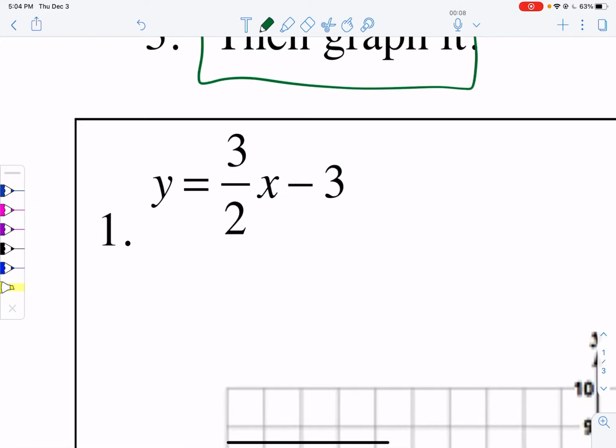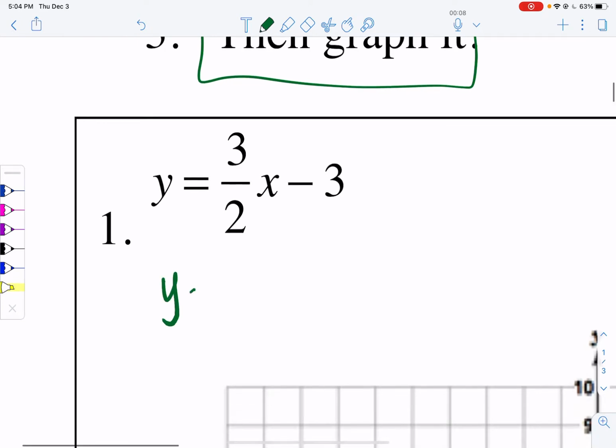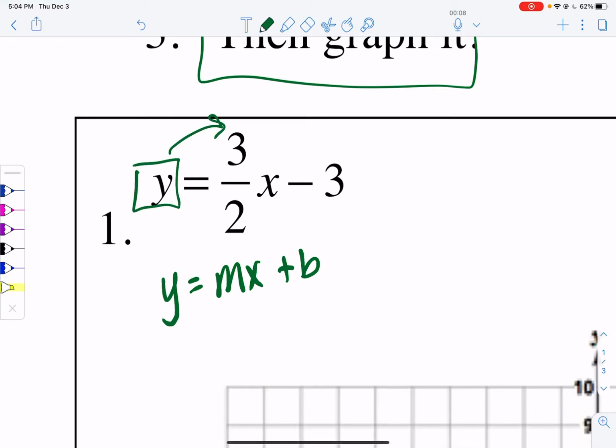So the first thing we want to do is see if our equation is in y equals mx plus b form. So I'm going to write down y equals mx plus b. In y equals mx plus b form, my y is by itself. There's nothing on the side where my y is. Everything is on the other side of my equation. If I look, there's nothing with my y. Everything else is on the other side. I like this equation. So I'm going to go ahead and identify my slope and my y-intercept.